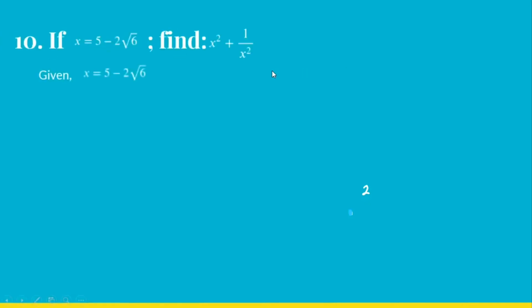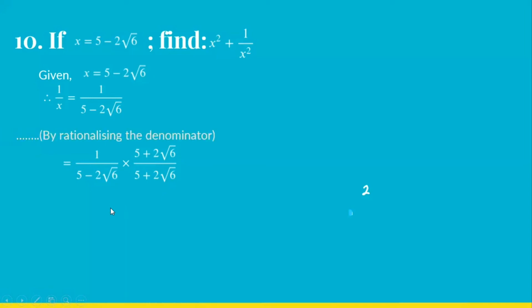If x is equal to 5 minus 2 root 6, find the value of x square plus 1 upon x square. So if x is given, let us find 1 upon x. So 1 upon x is 1 upon 5 minus 2 root 6. Rationalizing factor is 5 plus 2 root 6. Let's multiply. So multiplying by the rationalizing factor, rationalizing the denominator, a minus b into a plus b is a square minus b square.